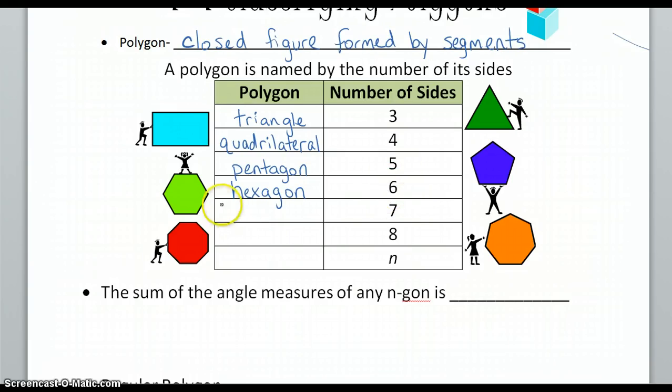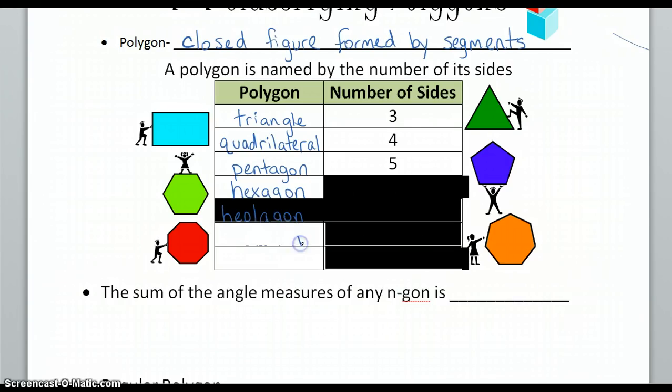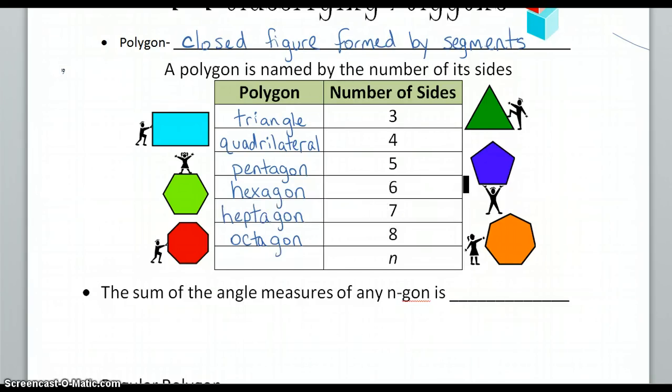A 7-sided figure is called a hept, H-E-P-T, A-G-O-N. So a 7-sided figure is called a heptagon. An 8 is an octagon. And then any generic N-sided figure is called an n-gon. So there are those definitions.